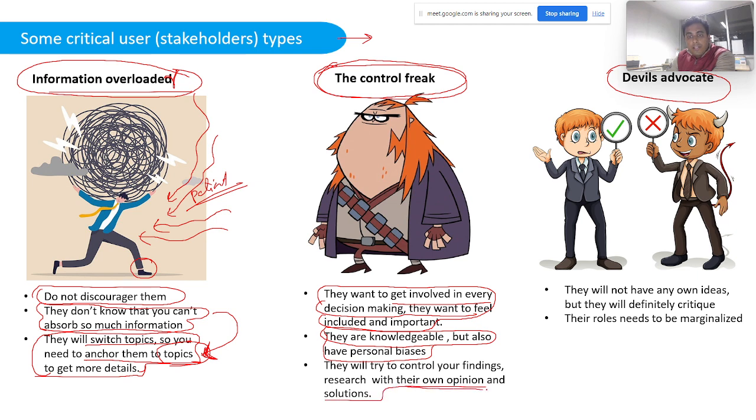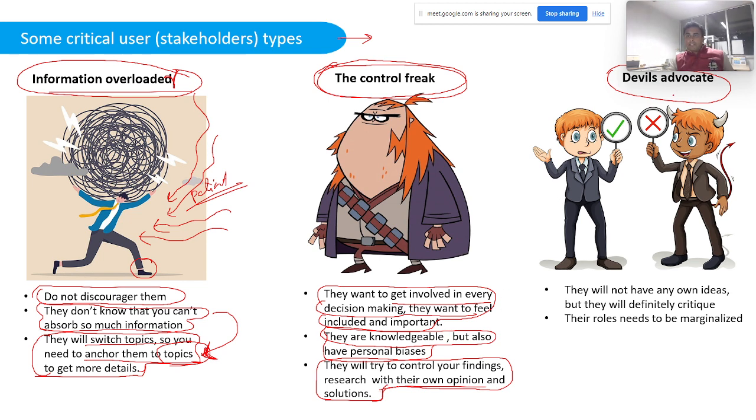Because they are very energetic and they love to be with you in this particular process, they start giving their own opinions and solutions, which will probably affect your decision making in understanding the problem as well as the solution.